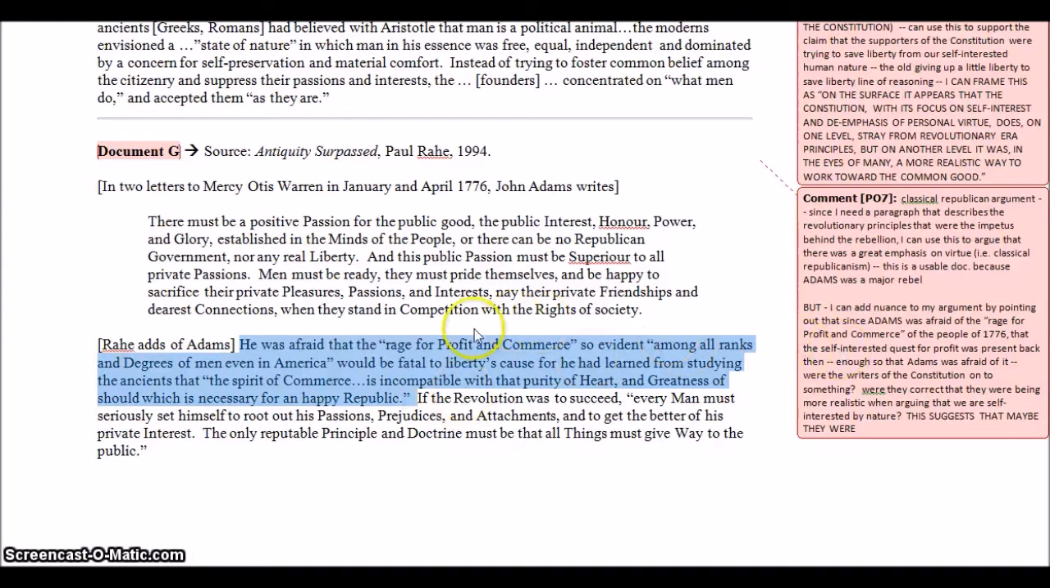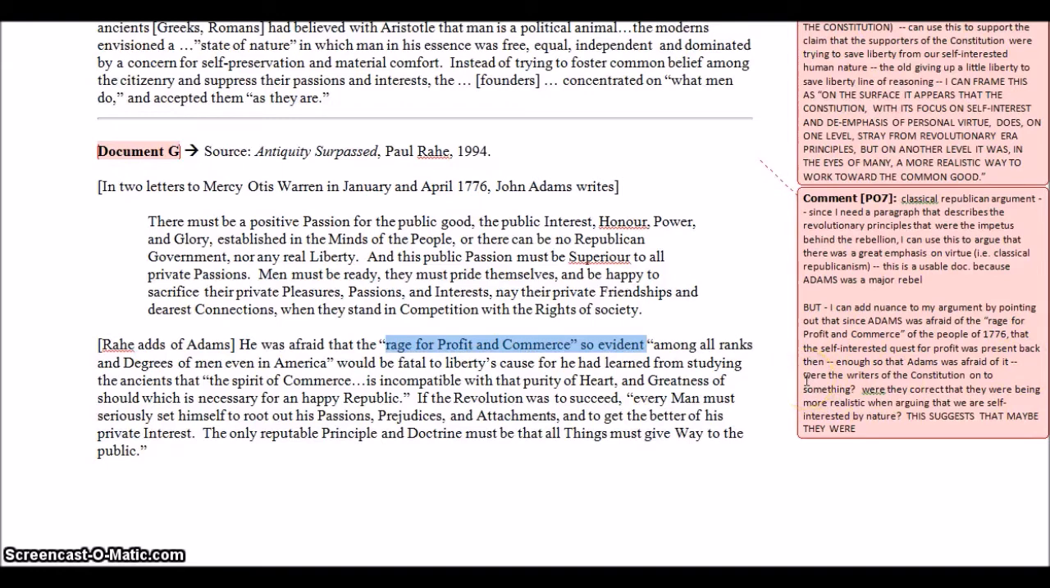In other words, that rage for profit and commerce was already so evident. So you can add nuance by saying, okay, he was afraid of this rage for profit and commerce in 1776. The self-interested quest for profit was present even back then, enough so that Adams was afraid of it. So you can say, all right, then there was this kind of incipient or developing classical liberalism among people in 1776. All right, enough so that Adams was afraid of it.